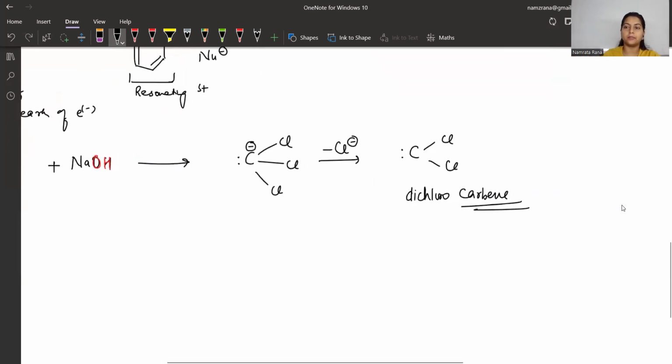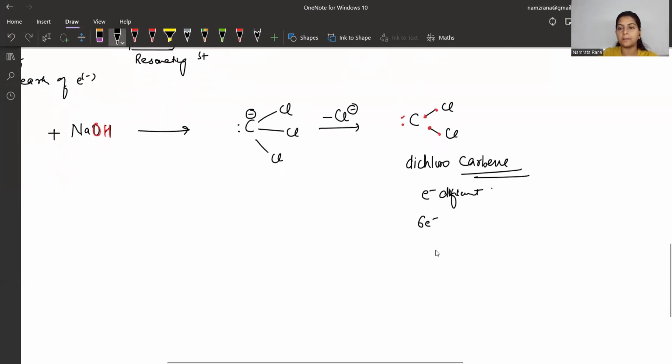Now, what is carbene? Carbene is actually one of the intermediates of carbon. Intermediates can be carbocation, carbanion, free radical, and another intermediate is carbene. Carbene is electron deficient. As you can see, this carbon has only 6 electrons: 1, 2, 3, 4, 5 and 6. So it needs electrons. This is the reason it is acting like an electrophile.